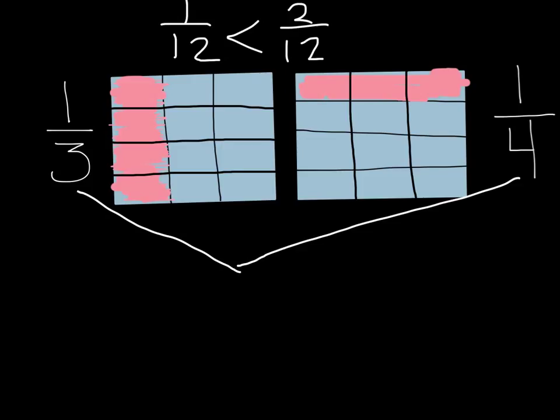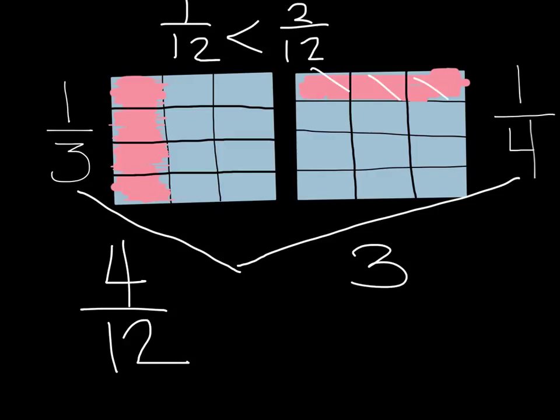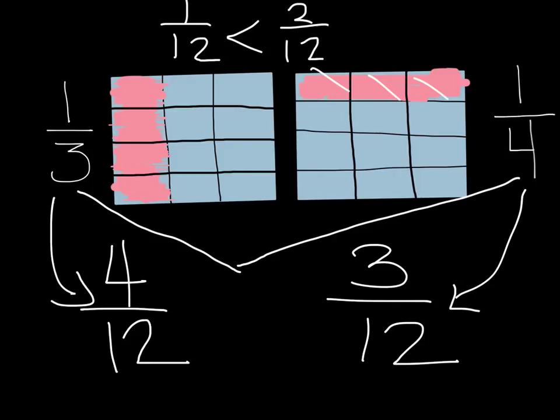If you count those boxes, you can see that there's 12. 1, 2, 3, 4, 5, 6, 7, 8, 9, 10, 11, 12. Right? And on this left side, there are 4 shaded out of 12. And on the right side, there are 3 shaded out of 12. So 1/4 is the same as 3/12, and 1/3 is the same as 4/12. But now you can compare 4/12 versus 3/12, and 4/12 is just a little bit larger.